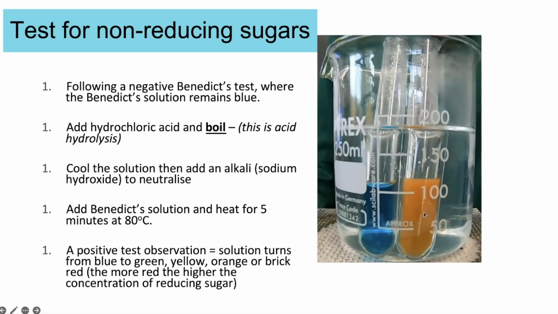You usually get at least orange or brick red because if you did have a non-reducing sugar, such as sucrose, you originally had just one sugar, sucrose, but once you've hydrolyzed it, you've split it into 2 sugars. So you now have double the quantity of sugar present, which is why it should go a more red colour. Ignore the fact that it says 1 next to all of these. It should be 1, 2, 3, 4, 5.